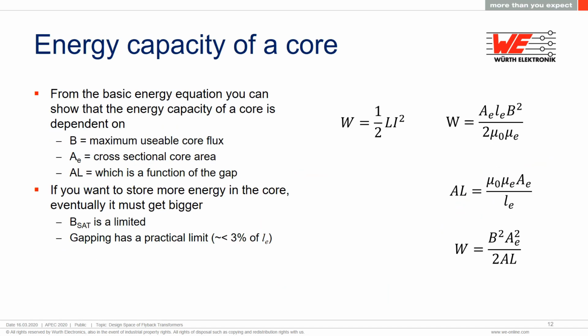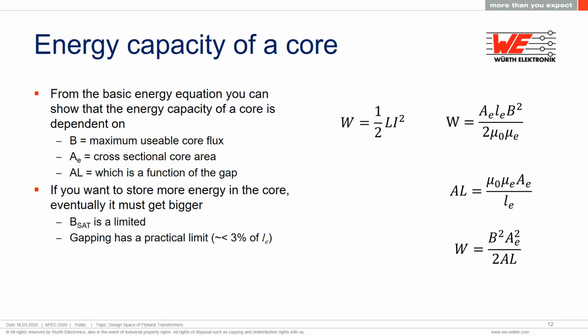What is the energy capacity of the core? We need to know this to do a design. From the basic energy equation, you can show that the energy capacity of a core is dependent on three parameters. First is the maximum usable flux. This depends on the topology, as we saw in the last slide, and also on the core material. Second, the cross-sectional core area, which varies with the overall size of the core's volume. The magnetic flux level of the material is going to influence the size.